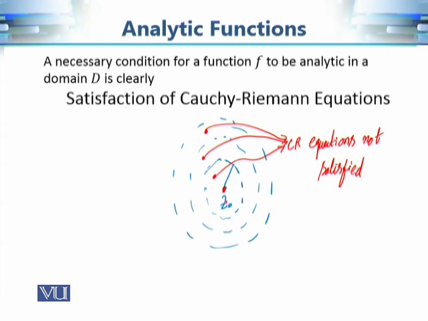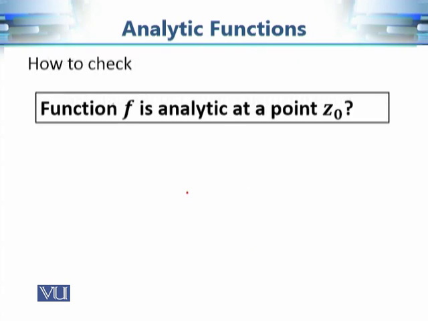Okay, so if the Cauchy-Riemann equations are not satisfied, for example at this point z prime, then this function will not be differentiable at z prime, and so in this neighborhood the function will not be differentiable. That's how we use these necessary conditions for checking the analytic behavior of a function. Now the next question is, so far we have seen two necessary conditions for a function to be analytic at a point. It must be continuous at that point, and it must satisfy the CR equations.